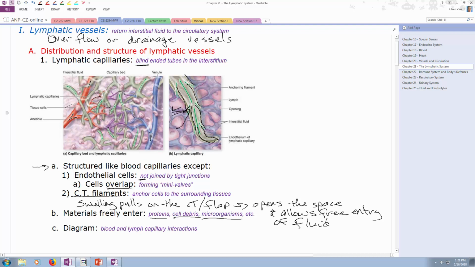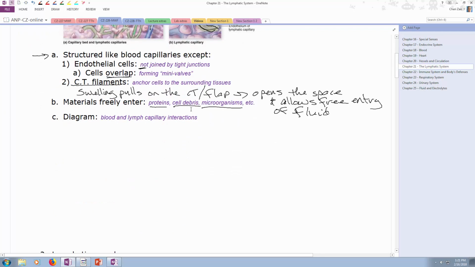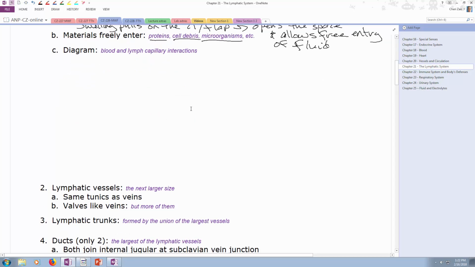So for our diagram of blood and lymphatic capillary interactions, it would be really good if you drew your own diagram to show what we have, and I'll pause this recording at the end and put mine up and we'll compare them.